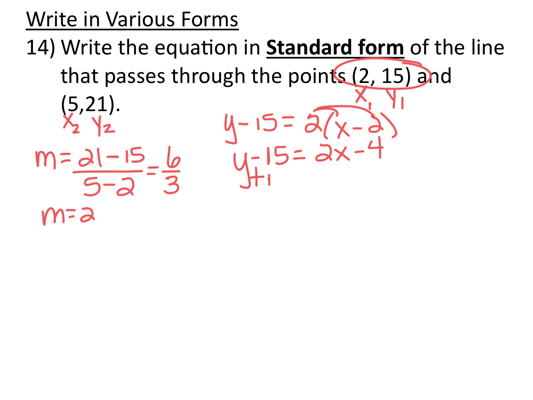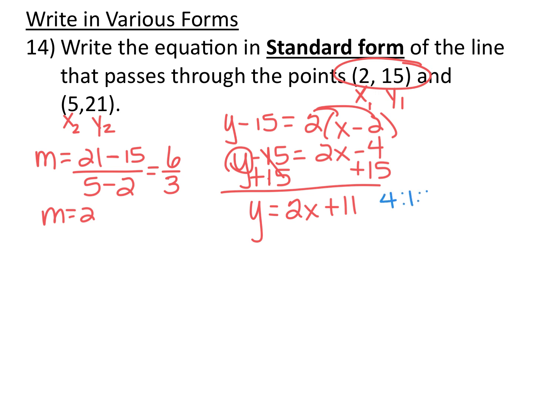And now I need to get my y all alone, so I'm going to move my 15. It was a negative, so now I'm going to add it. So y equals 2x plus 11. And if you were to do list and spreadsheets, if you did 4, 13, this would be where you would start. Now, standard form has x and y on the same side. A is positive, and there's no fractions or decimals.